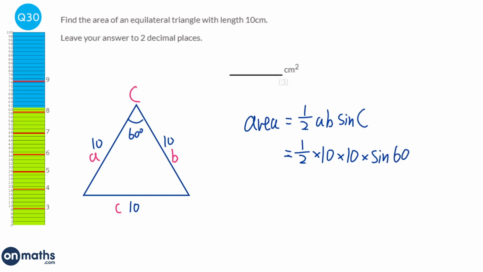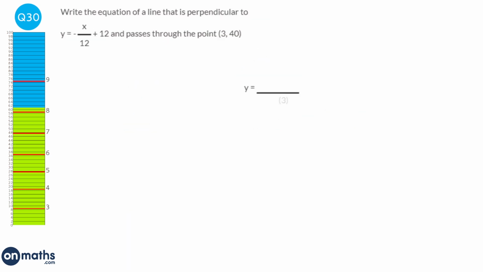So with a, b and c, it doesn't matter what you label a, b and c, as long as the angle is opposite the side with the same letter. The angles are all capital letters, the lengths are all lowercase. Okay, so let's put that into our calculator and we get the answer of 43.301 blah blah blah. It says it wants it to 2 decimal places, so that is 43.3.